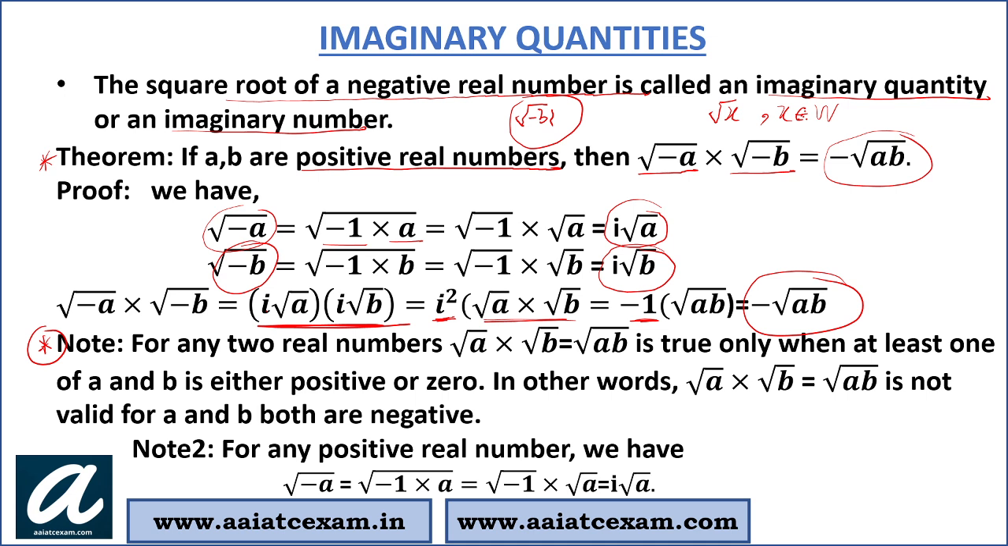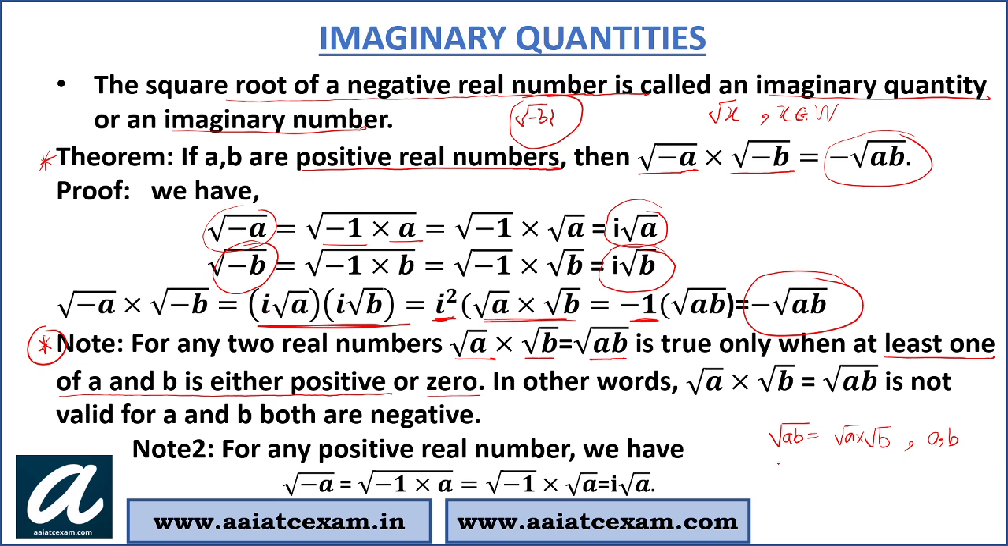Please remember it, that whenever you are writing under root a into under root b equal to under root ab, this is true whenever at least one of a and b is positive or 0. Students, consider you are writing under root ab, which is equal to under root a into under root b. You can write this theorem if any one of a and b is positive. Either a is positive or b is positive. One can be a negative number, but one of the two should be positive always, or 0. Only then you can write under root a into under root b.